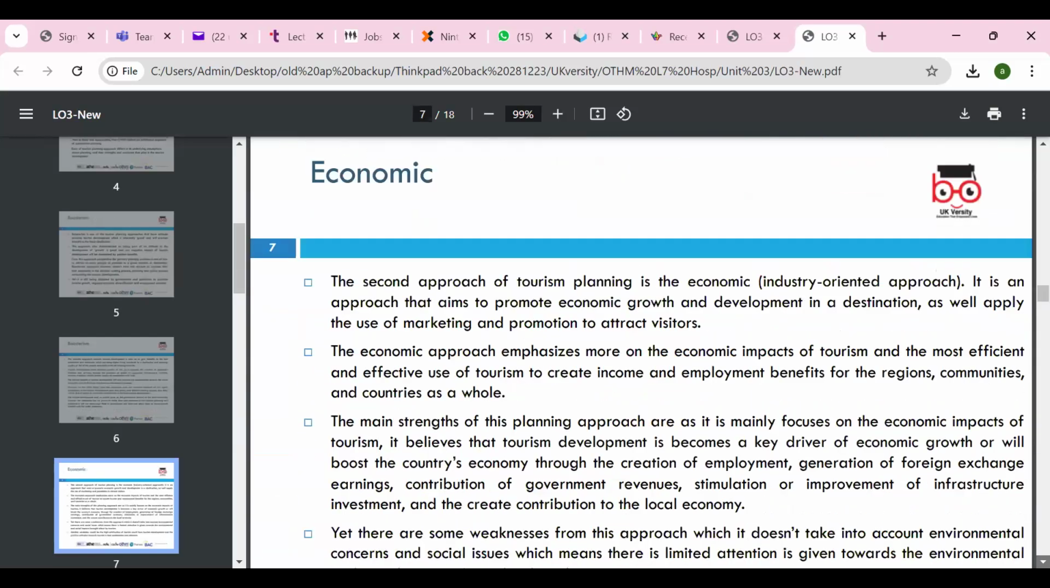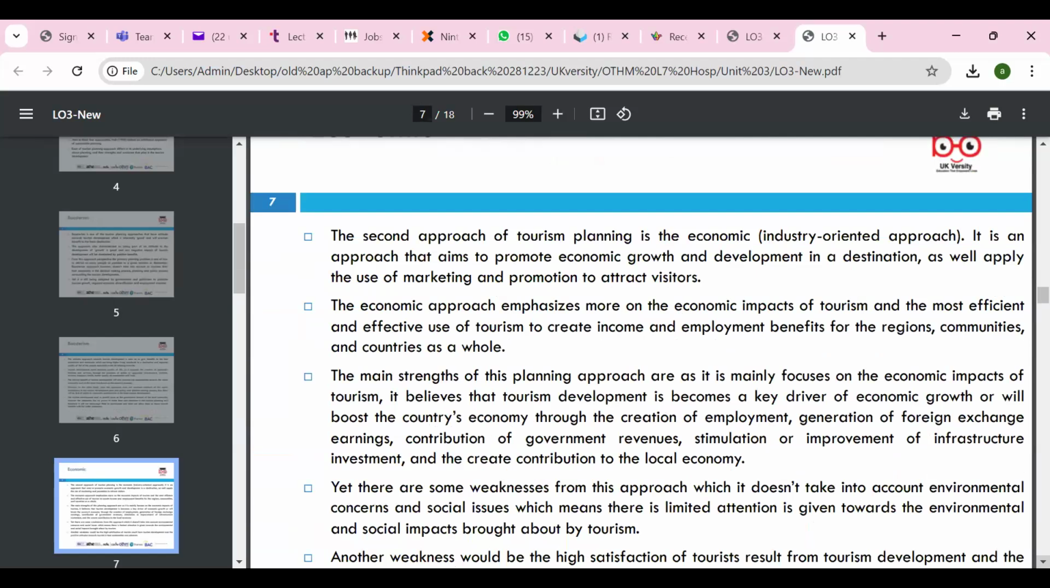So we look at the economic approach, the second approach, in tourism planning. Planning, as we said earlier, means where you are and where you want to go. Looking at the impact of tourism, it is seen as the most efficient and cost-effective way to create income and employment benefits to the region, the community and the country as a whole.